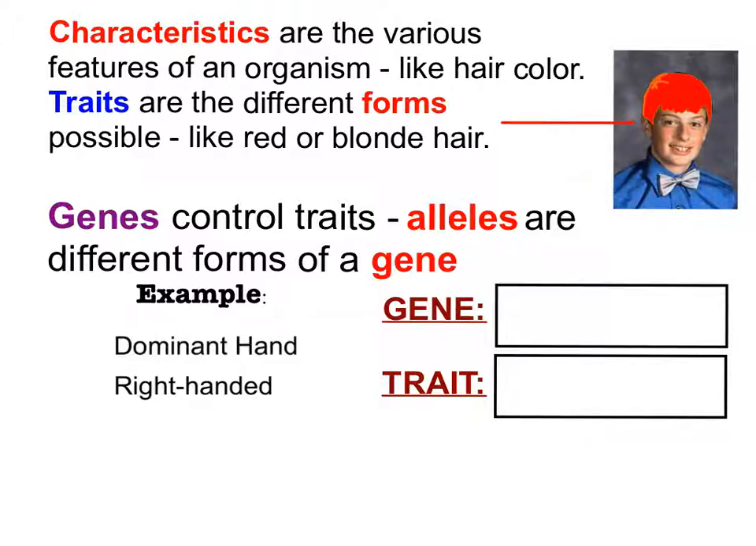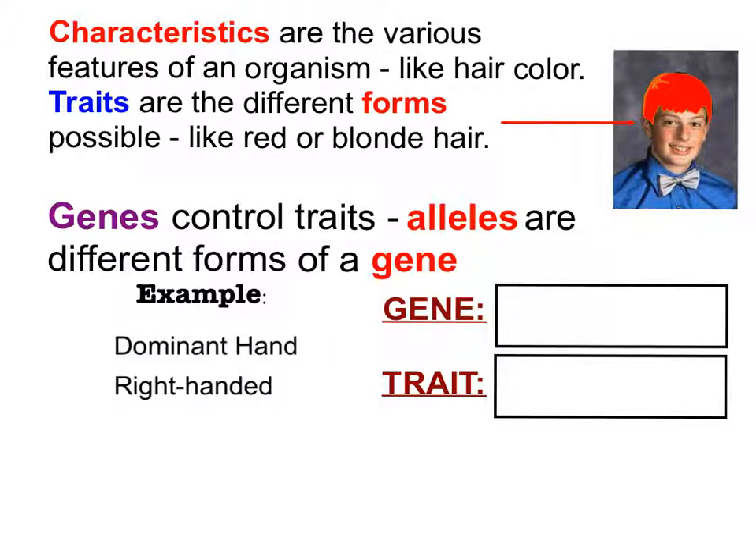Okay, here are some more vocabulary words that we're going to work on. The first two we're going to look at are characteristics and traits. Characteristics are just the different features that an organism has. So once again, the hair color, the eye color, your blood type, all of those features that make you up as an organism, those are characteristics. Traits are a little bit different. These are the different possible types.